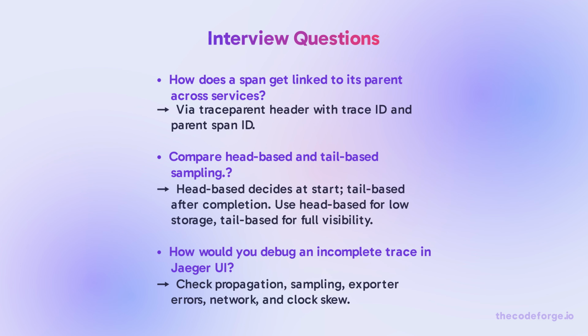Let's run through some common interview questions. How does a span get linked to its parent across services? Via the traceparent header with trace ID and parent span ID. Compare head-based and tail-based sampling. Head-based decides at start, tail-based after completion. Use head-based for low storage, tail-based for full visibility. How would you debug an incomplete trace in Jaeger UI? Check propagation, sampling, exporter errors, network, and clock skew.